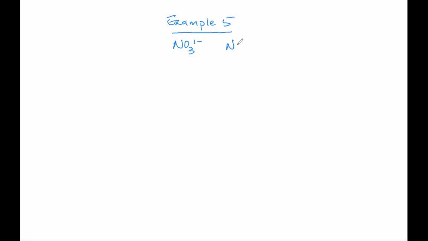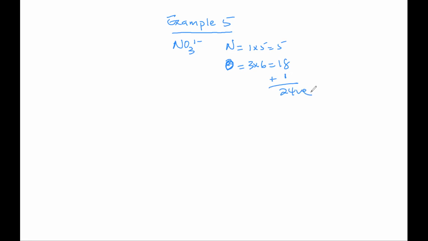So we calculate the total number of valence electrons. 1 times 5 is 5. There are 3 oxygen atoms. Oxygen, 3 times 6 is 18. Remember, step 1 says if it's a cation, subtract. If it's an anion, add. That's 1 negative, so we add. So it's 24 valence electrons.